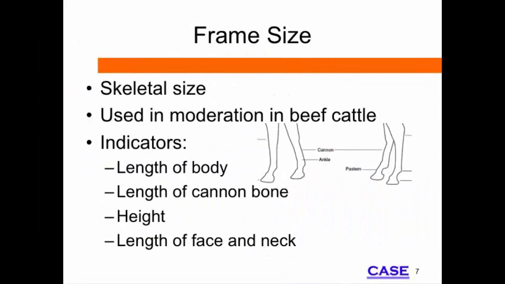Frame or skeletal size determines the overall size of an animal. While bigger is not always better, larger framed animals do tend to produce more meat and have greater capacity. In young animals, frame can be used to evaluate growth potential, particularly by looking at the length of the cannon bone. Young animals with a longer cannon bone in relation to their body have a greater potential for growth.